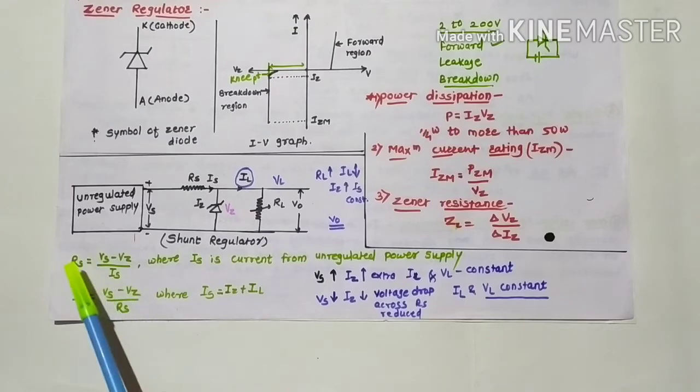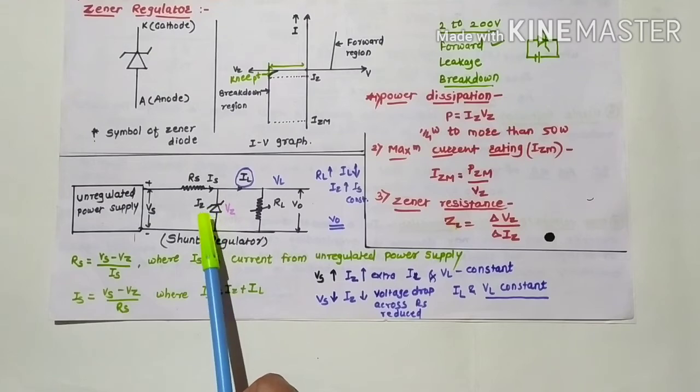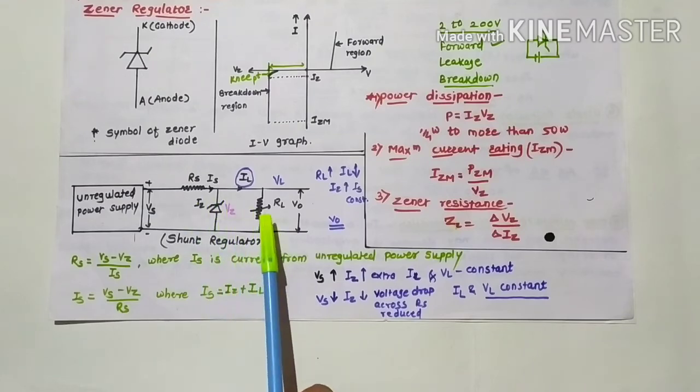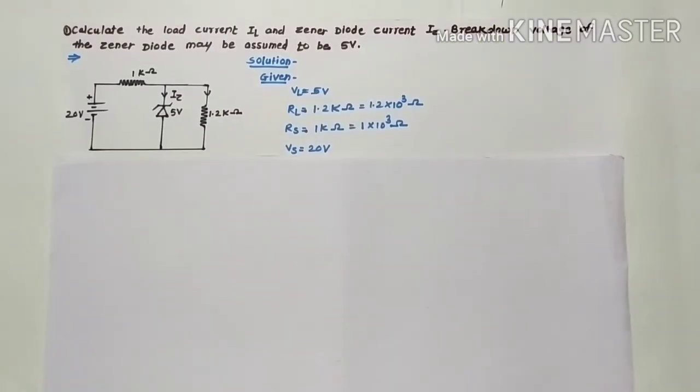Now by rearranging this equation, we get the value of IS, where IS is IZ plus IL, meaning this current is the current through the Zener diode plus the current through the load resistance. Okay students, remember all these terms, these are necessary to solve the next problem. Now let's start. Students, listen carefully.